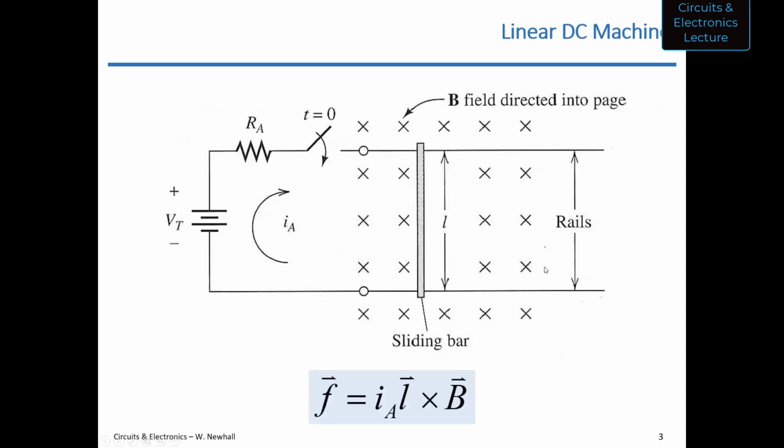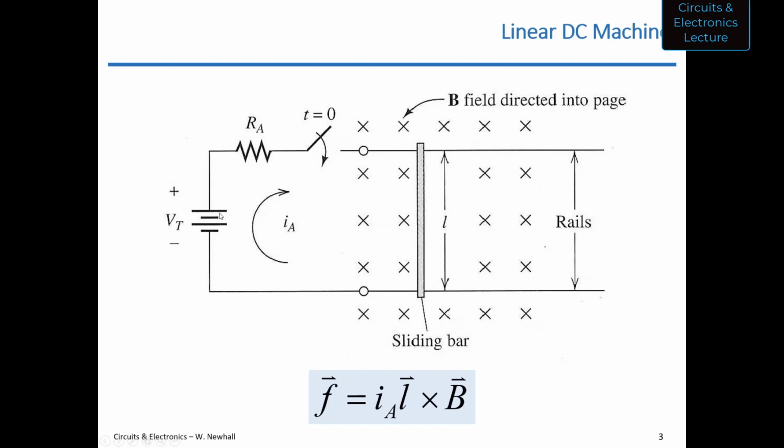So imagine you have some kind of power supply, battery or a bench power supply, and let's throw a resistor in here for good measure to not short things out. And you have a switch, and you have a couple of rails. So these rails are conducting rails. They're like wires or pieces of metal. And then you have a sliding bar, which is also a conductor. So that sliding bar is of length L.